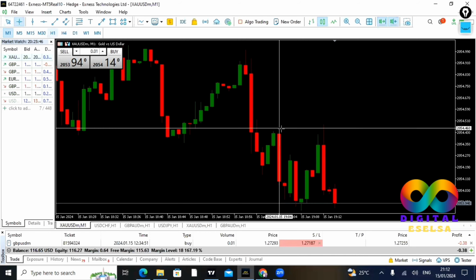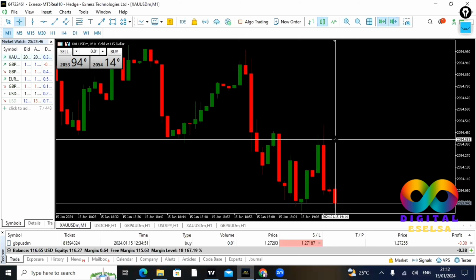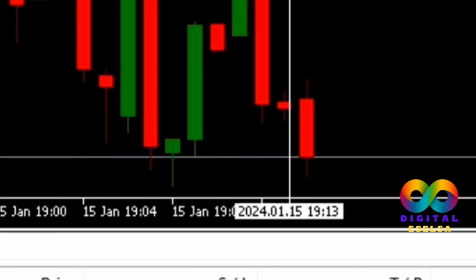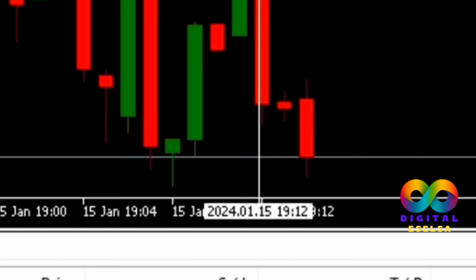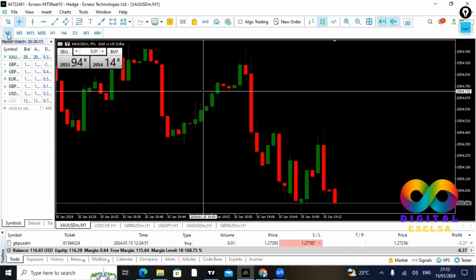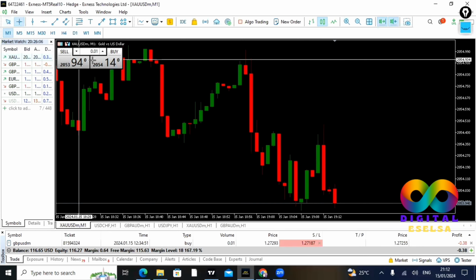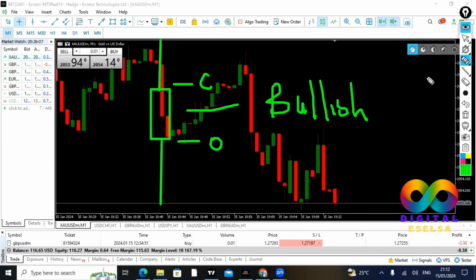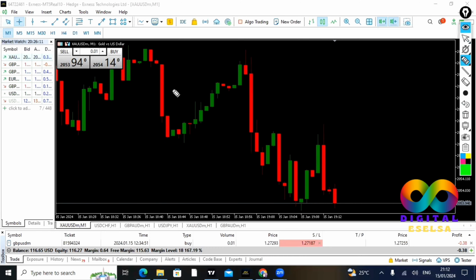If you want to confirm, I'm going to show you. If I bring this cross here and put it here, you are going to see that this candle formed by 1914. This one here formed by 1913. So each of these candles took 1 minute to form. This particular chart is showing the graphical representation of what is going on between buyers and sellers in 1 minute. Do you understand? 1 minute, 1 minute, 1 minute. All these candles show what is going on between buyers and sellers within 1 minute.